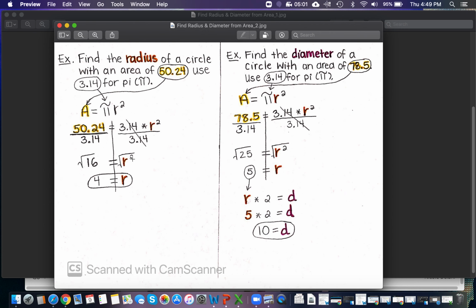Well, I don't want to know what the radius squared is. I want to know what the radius is. So the opposite of squaring a number is to take the square root. So I'm going to take the square root on both sides. The square root and squared cancel out, so I'm left with radius, and the square root of 16 is 4, because 4 times 4 is 16. So I'm left with my final answer: 4 is the radius.